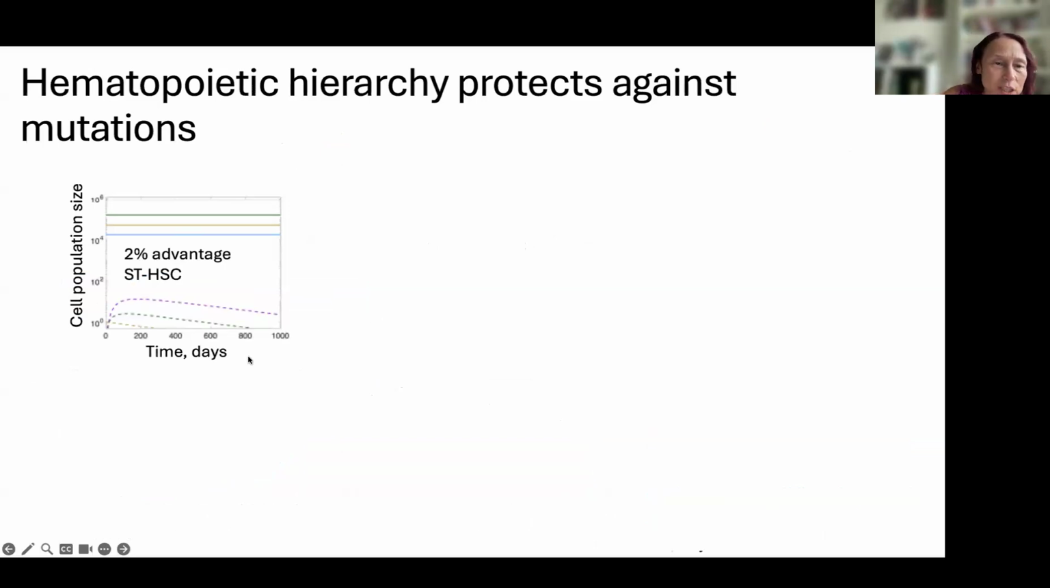So here are some simulations of how this protection works. Let's put a mutant that has a 2% advantage into the most upstream stem cell compartment.